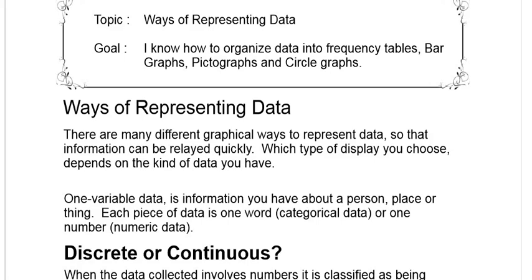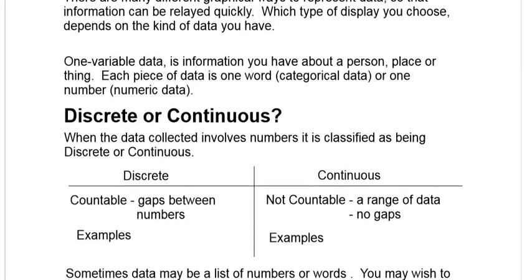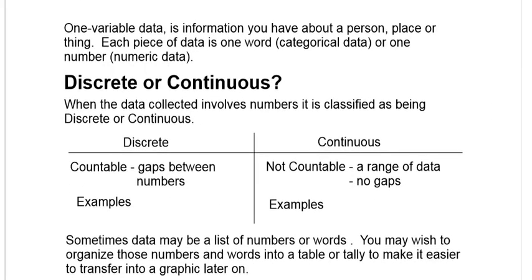Before we do that, we need to talk a little bit about how we represent data. We have one big dividing line that we talk about with data. That's discrete or continuous. These two are going to come up quite a bit, so make sure you remember these. Let's talk about them really quickly.